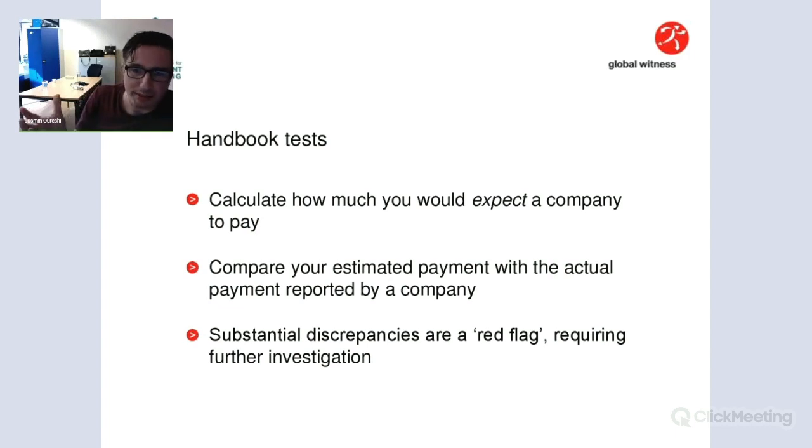Just to reiterate what Don said at the beginning, which is the core principle in the handbook: you calculate how much you would expect a company to pay. Then you compare that figure with the actual payment reported by the company. If you see significant discrepancies, this is a red flag, but that will require further investigation. You need to substantiate any claims of revenue loss with further inquiries, and the handbook gives some tips about how to do that.